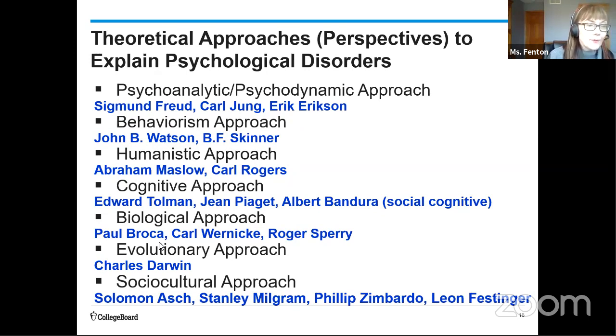From the humanistic approach, again, 2 names that you may have heard about in the personality unit, Abraham Maslow with his hierarchy of needs, and Carl Rogers. The cognitive approach, we of course had an entire unit on cognitive psychology, but maybe you remember Edward Tolman and latent learning, certainly Piaget's theory of cognitive development.